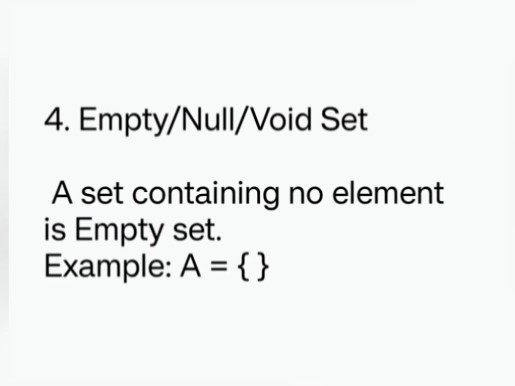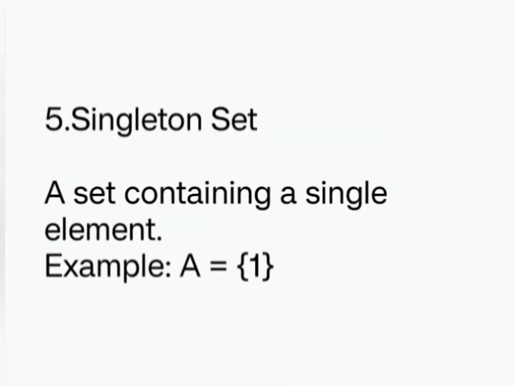The fourth is empty, null, void set. A set containing no element is empty set. Its example is easy. Set A equals {} with no elements. The fifth is singleton set. A set containing a single element. Example is set A equals {1}.